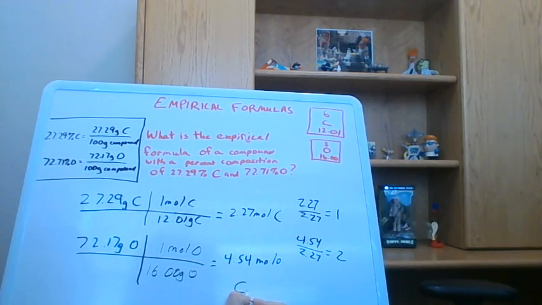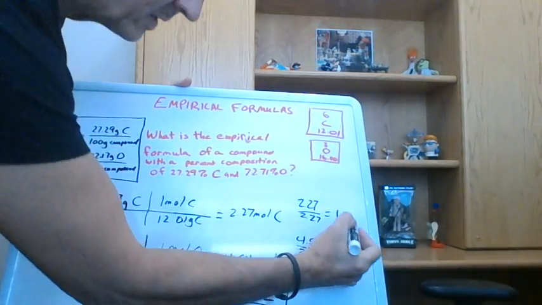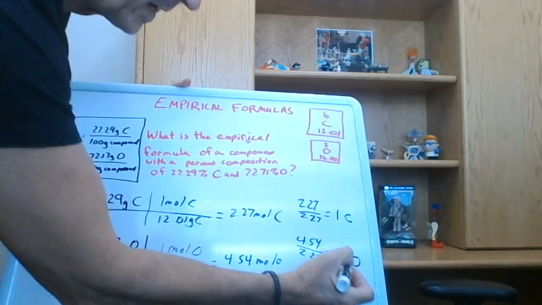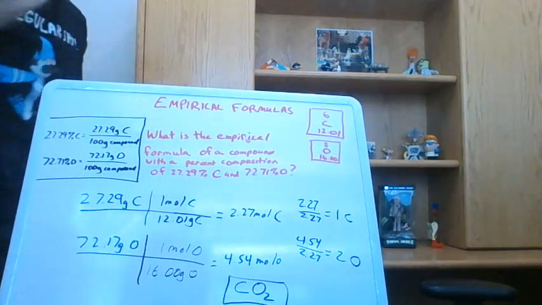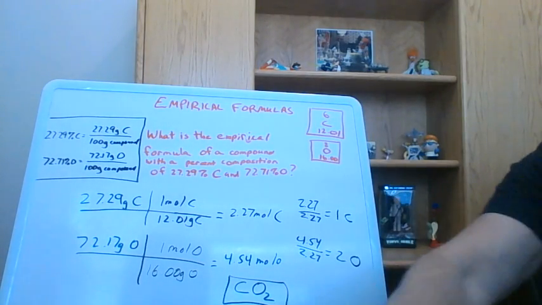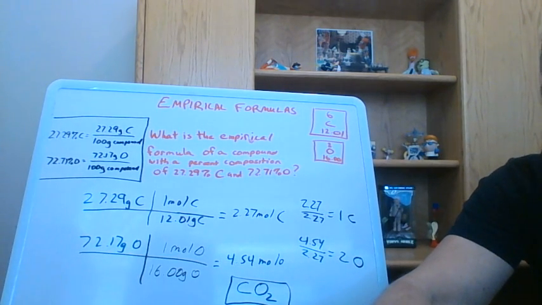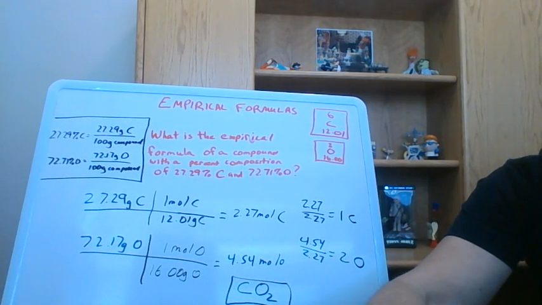All right, so we have 1 carbon for every 2 oxygen, so our empirical formula would be CO2. So again, this is carbon and this is oxygen, so 1 carbon and 2 oxygens. So that's a pretty simple case because there's only two elements in that compound, but you could do it for a compound of even larger number of elements.